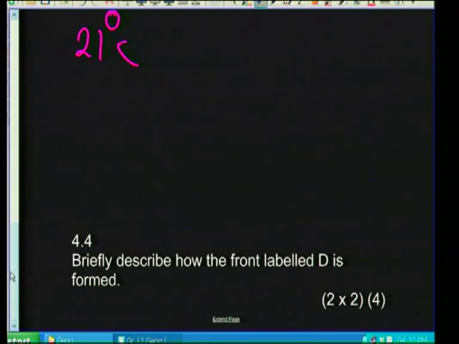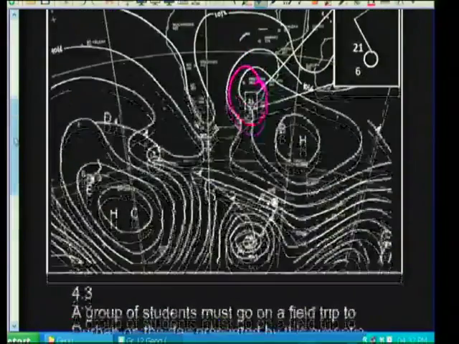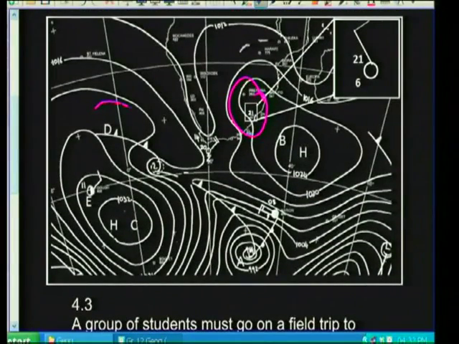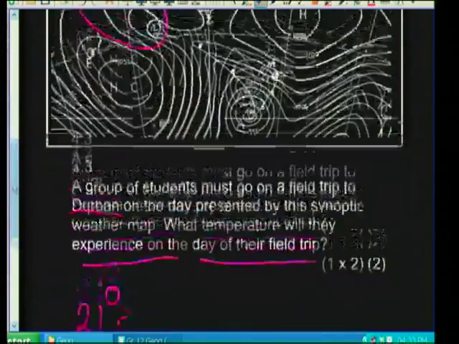Briefly describe how front label D is formed. We look up again. It's a cold front. We know it. We can see the little symbols there. And we've already learned. Can you see sometimes the relationship between questions?